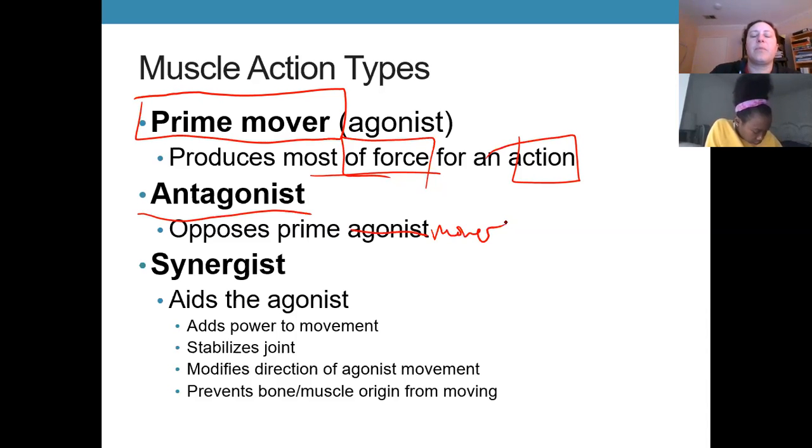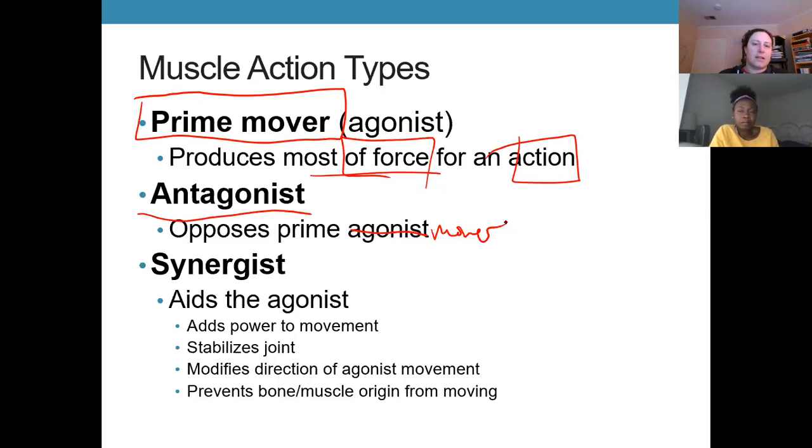Now, antagonists are muscles that oppose the prime mover, or the agonist. It sounds weird to have a muscle in opposition to the muscle producing force for an action, but there's a couple of reasons for it. One reason is that we want to be able to control whatever that muscle's doing, and so having somebody on the other side doing a little bit less force but the other way lets us smooth out the muscle and have more control over it.